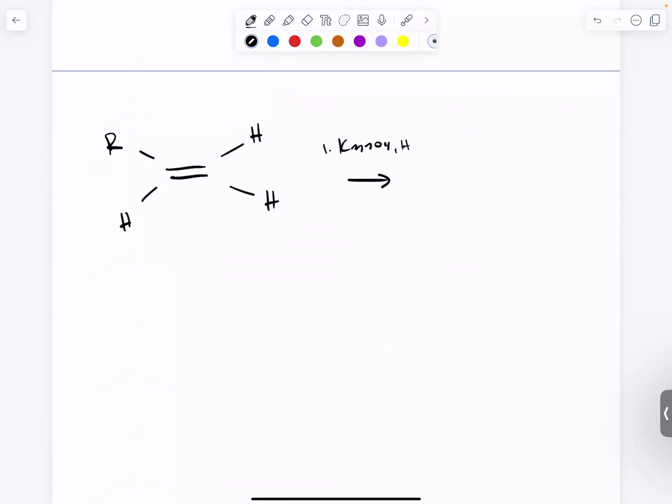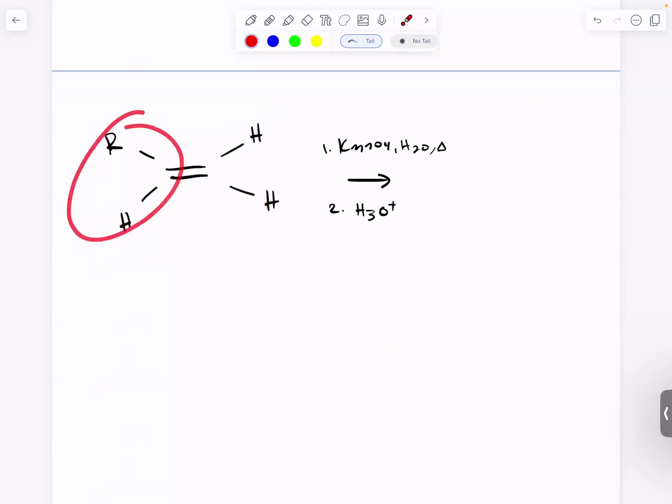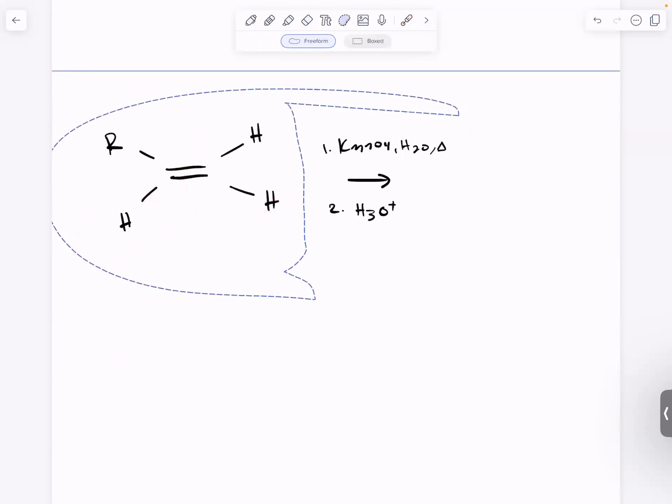But if I bump it up a little bit to something a bit more severe, like KMnO4 and H2O and heat, this can break open our double bond and it will actually over-oxidize in such a way that as long as you have at least 1 proton on either side, well, one side could be completely an R and an R, but the minimum criteria is as long as there's at least 1 H, then you can get a full oxidation of this and it will turn into an OH alcohol functional group.